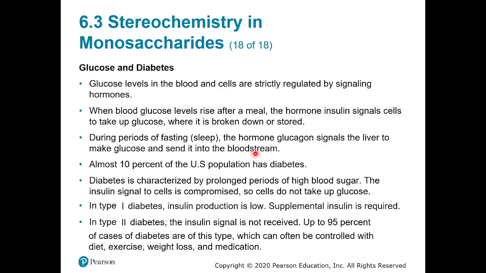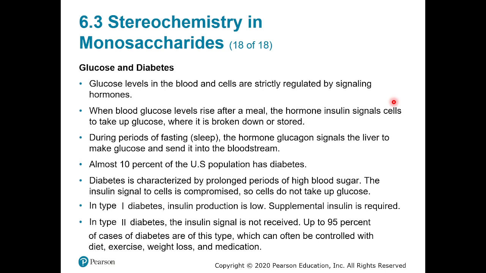Glucose and diabetes. Let's talk a bit more about that. So glucose levels in your blood and cells are going to be strictly regulated by signaling hormones. There's actually a couple that work to signal on glucose. When blood glucose levels rise after a meal, the hormone insulin is going to signal cells to take up glucose, where it's broken down or stored. Keep in mind that insulin actually works differently depending on the part of your body that you're looking at. But in the places where it's going to be broken down and stored, it's going to tell those parts to take up glucose after a meal.